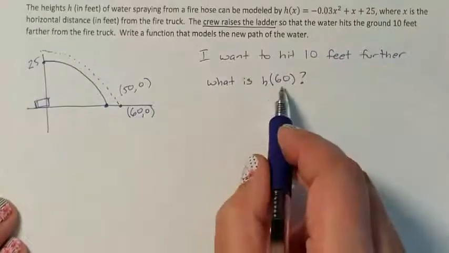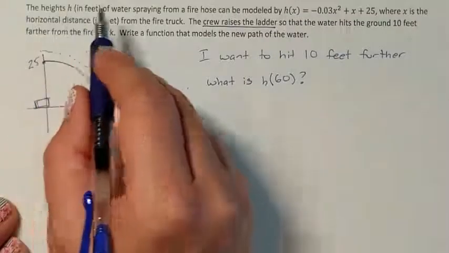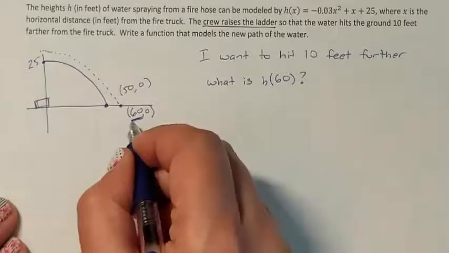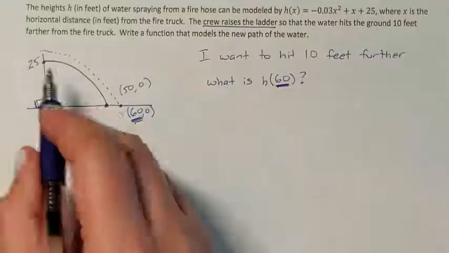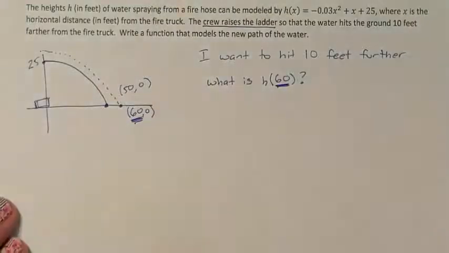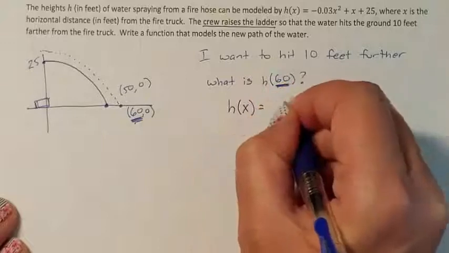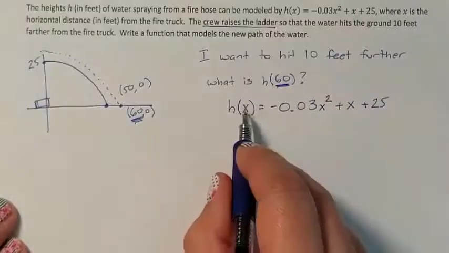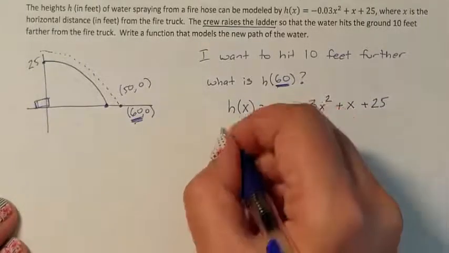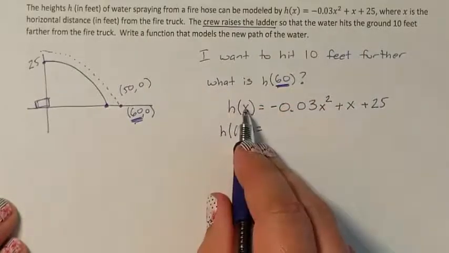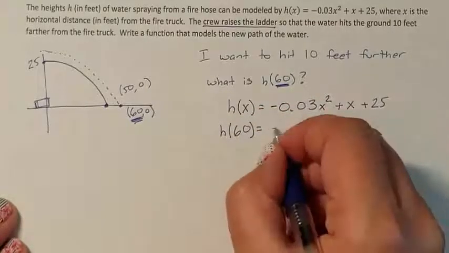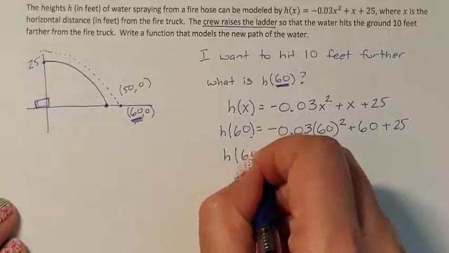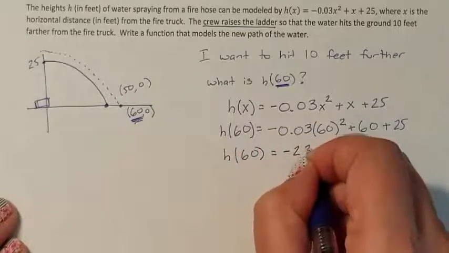Now, how did I know that? h right here is the height that it goes. x is how far away it is. I know my x. I want to know my h, which means I want to solve the problem. So h of x is negative 0... I'm going to write the problem that they gave me. I knew x because they told me 10 feet further, so my x is 60. I'm going to plug the 60 in for all of these x's. And if I solve this problem, I end up finding h of 60 to be negative 23.